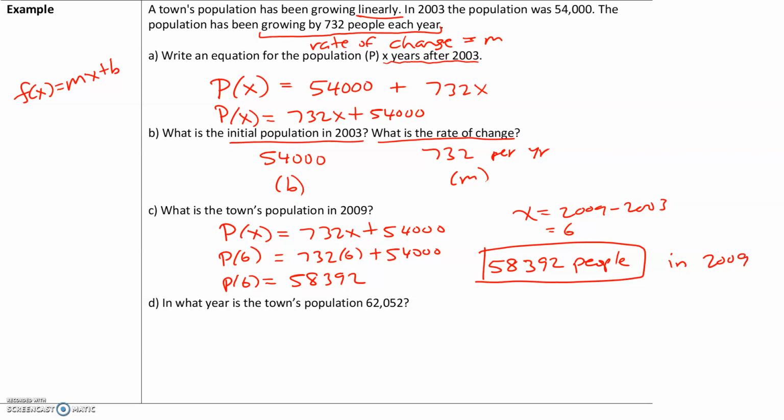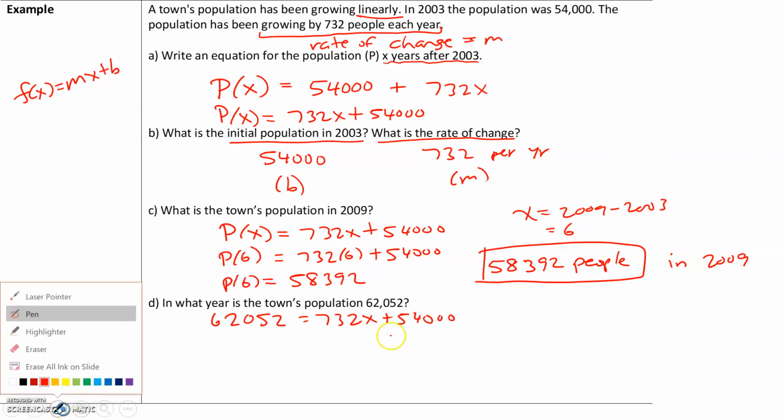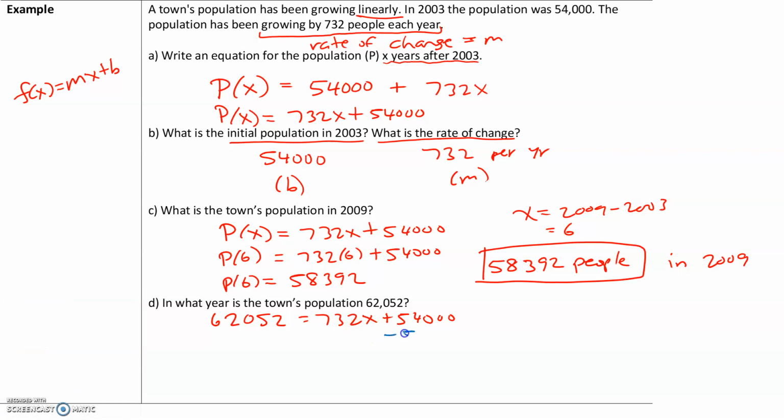Right? The next one says, what is the town's population? Or sorry, in what year is the town's population 62,052? Now remember, P of x, this entire left-hand side, represents the population. So we want to know in which year is the population 62,052. So instead of P of x, the population, I'm going to replace that by 62,052. The entire left-hand side represents the total population. And that equals 732x plus 54,000. Now let's do some quick algebra. Let's subtract both sides by 54,000.